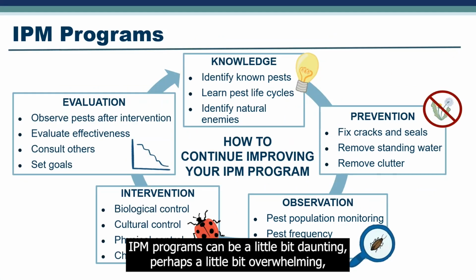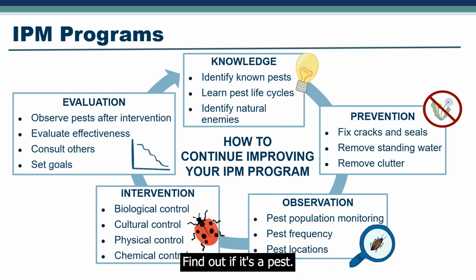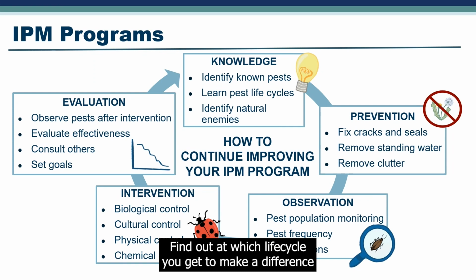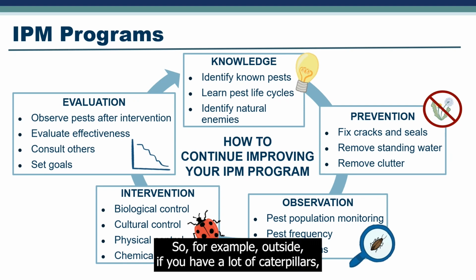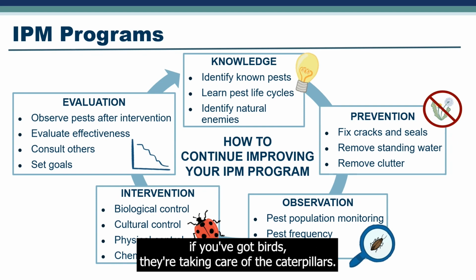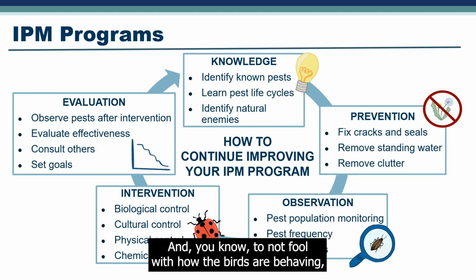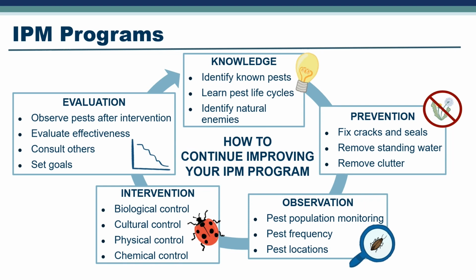IPM programs can be a little bit daunting, perhaps a little bit overwhelming, but it really does just break down to knowledge. Find out who it is, find out if it's a pest, find out at which life cycle you get to make a difference, and identify the natural enemies. So for example, outside, if you have a lot of caterpillars, if you've got birds, they're taking care of the caterpillars, and you know to not fool with how the birds are behaving. Allow that cycle of predators to work.